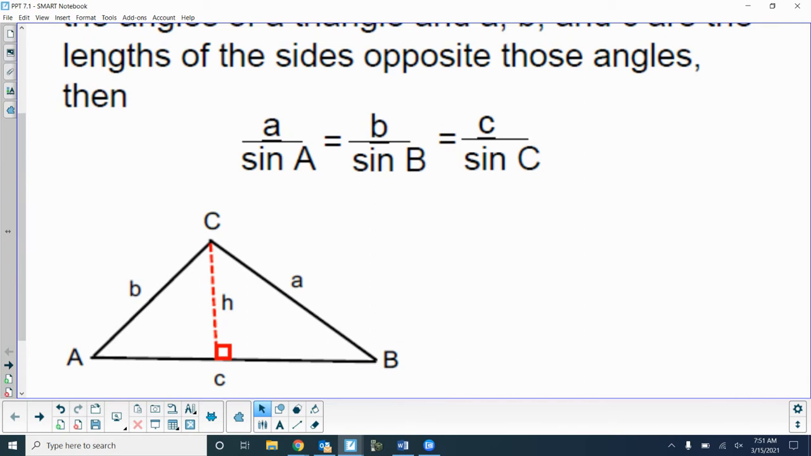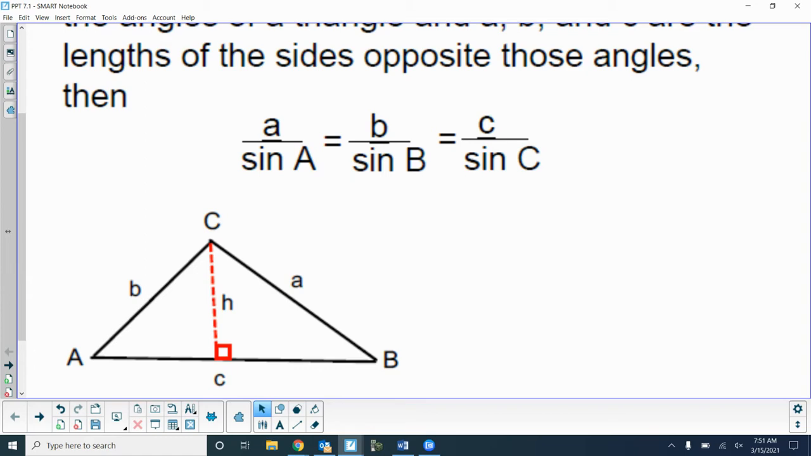Again, this red dashed line just represents the height of it. We don't really worry about that. But angle C is at the top here, so side c is the one opposite it or straight across from it. Angle B is down here in the right corner, so side b is the one straight across from it or opposite it. And then angle A is down here on the left, so side a, again, is straight across. So when you label stuff, you got to make sure you put the numbers in the right spots, okay?